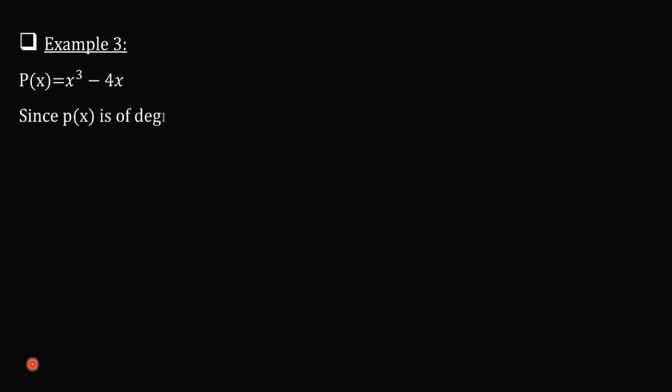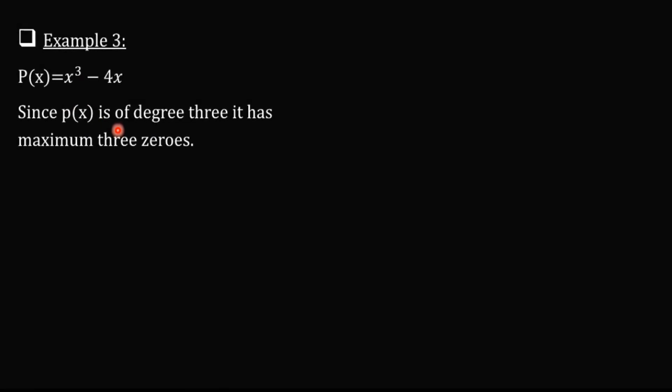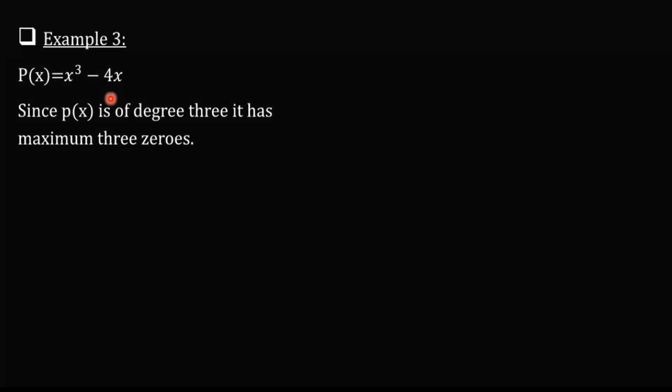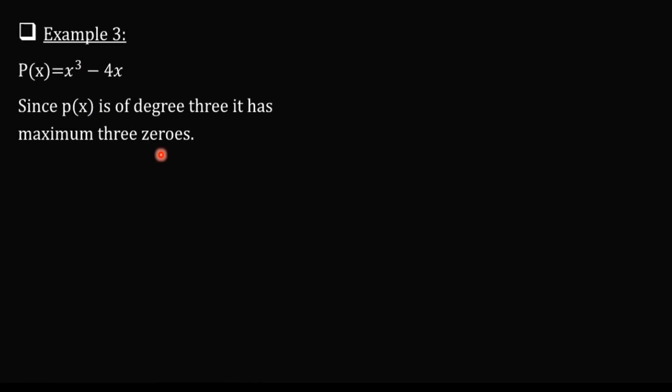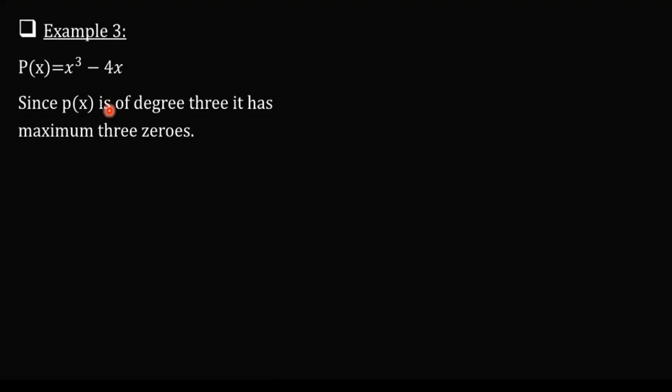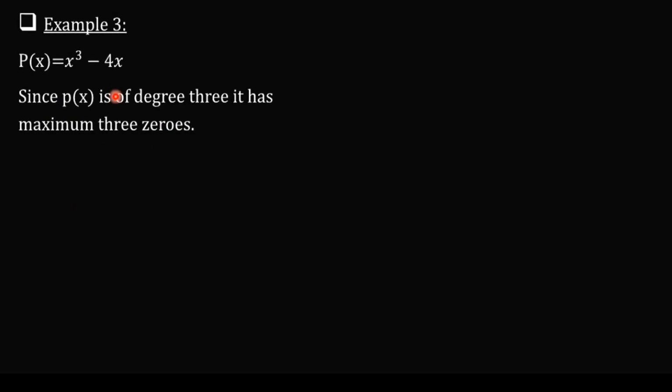So the next problem, p of x equal to x cube minus 4x. We have to find the zeros here. For that, at first note that p of x is of degree 3, that is the degree of the polynomial is 3, then it has a maximum of 3 zeros. That is, the polynomial may have at most 3 zeros here.